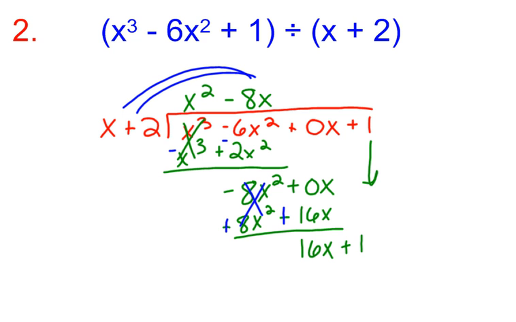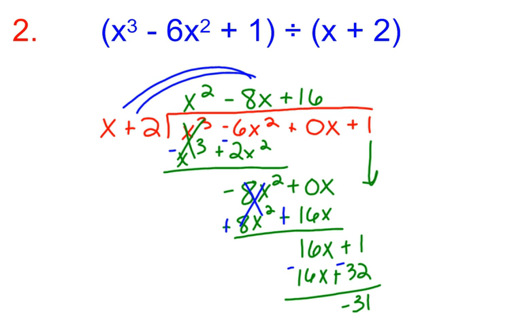What times x makes 16x? Hopefully you see that that's 16. Again, I distribute, so I get 16x plus 32. Change my signs, and I get a negative 31 here.